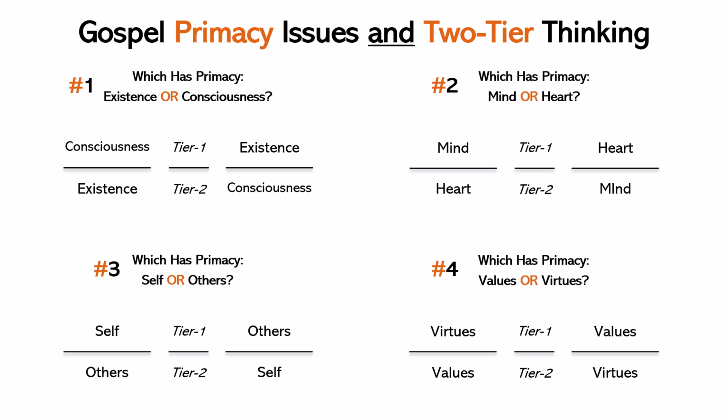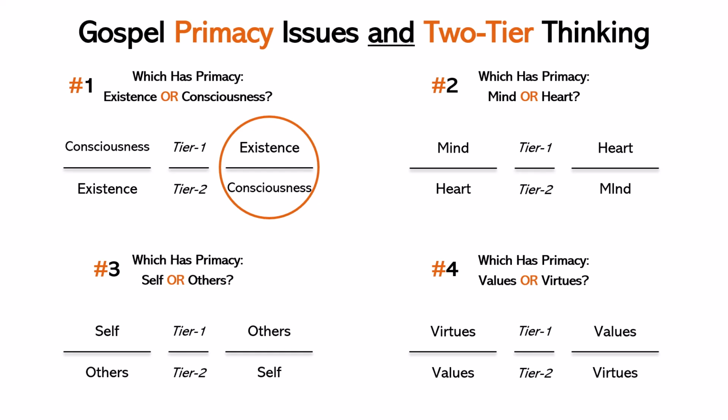Question 1. Which has primacy, existence or consciousness? Answer: existence. Explanation: existence is foundational because consciousness requires something to be conscious of. Without existence, consciousness cannot arise or function.